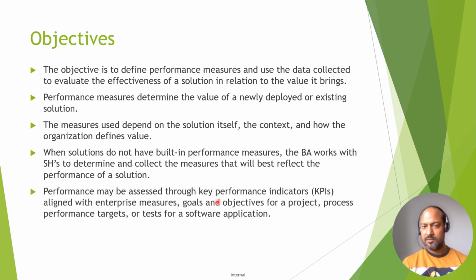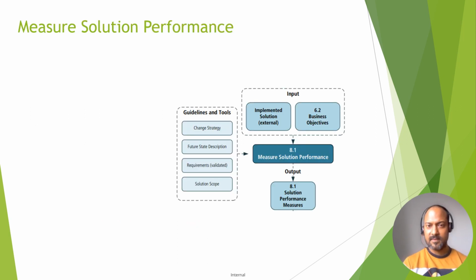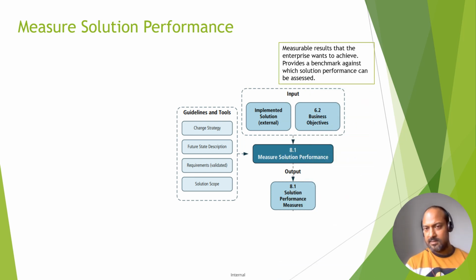Performance may be assessed through key performance indicators aligned with the enterprise measures, goals and objectives for a project, process performance targets, or tests for a software application. Now, what are the inputs and outputs for this? So we have inputs, the business objective. Why the business objective? Because it is the measurable results that the enterprise wants to achieve, and it provides a benchmark against which solution performance can be assessed. I'll explain it in detail in our next slide, but first just go through the inputs.